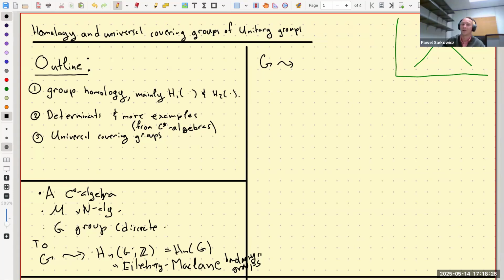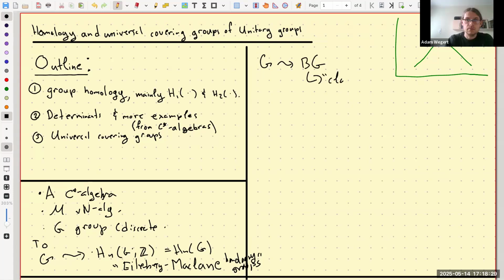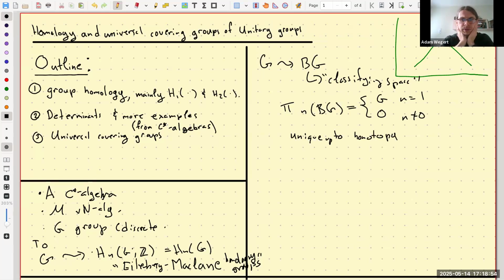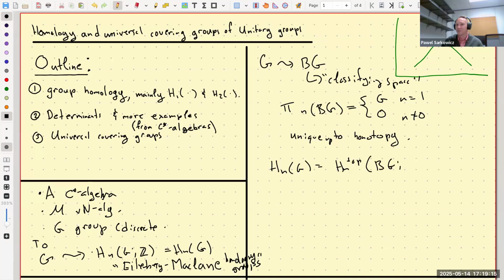I see. Yeah. So exactly, to G we associate a classifying space. And this is a space for a discrete group, so that the fundamental group is G, and every other homotopy group is 0. And this is unique up to homotopy. Then you take the homology of the classifying space, and then this is the homology of the group. So this H_n is the homology of BG with integer coefficients.